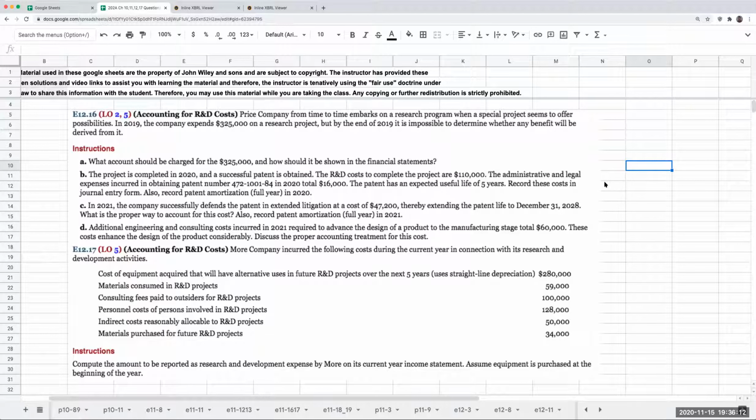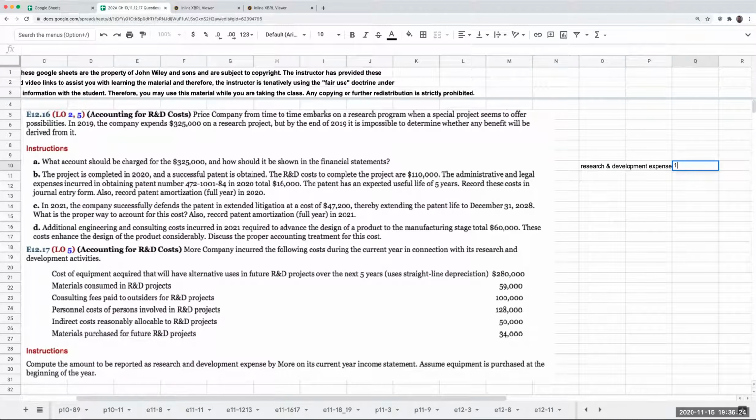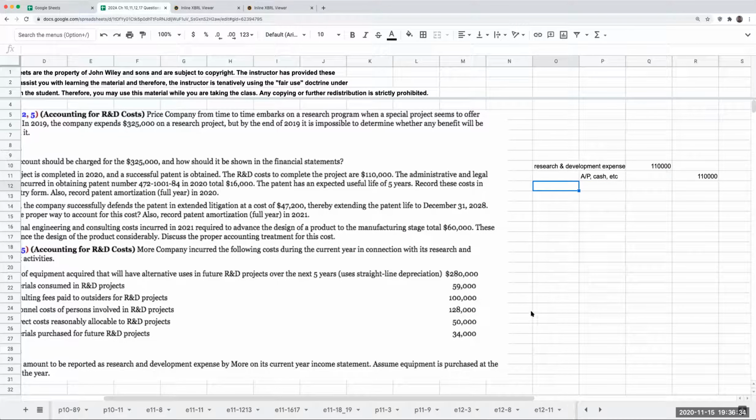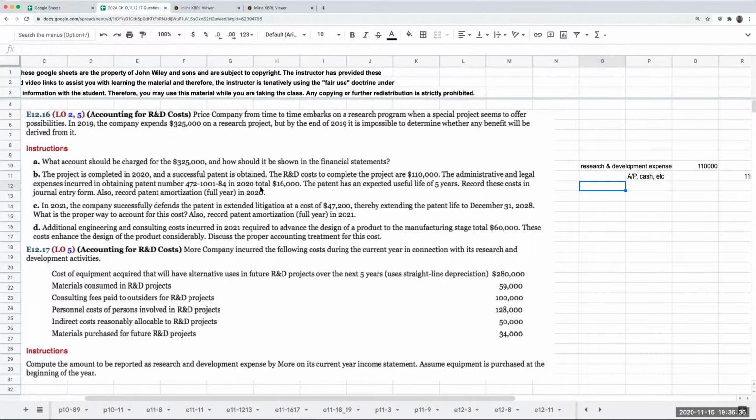So the costs to complete the project are $110,000. That's still going to be research and development expense, and this is going to be over here at $110,000. And we would just be crediting AP, cash, etc. This would be for 110. Now, in terms of when we're spending money to obtain the patent, the administrative and legal expenses in obtaining the patent, that cost we will capitalize.